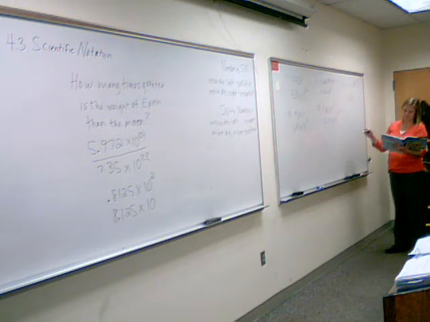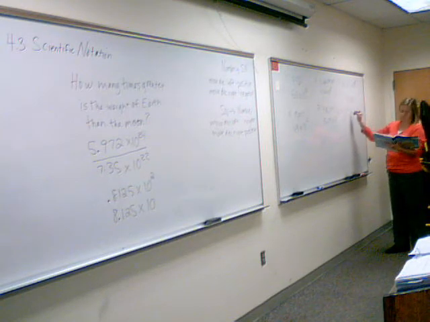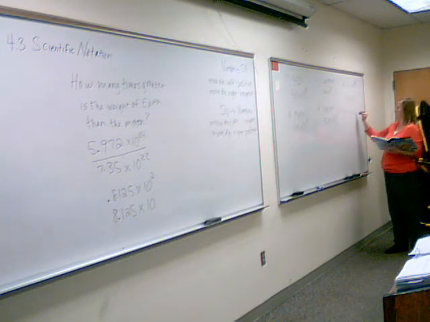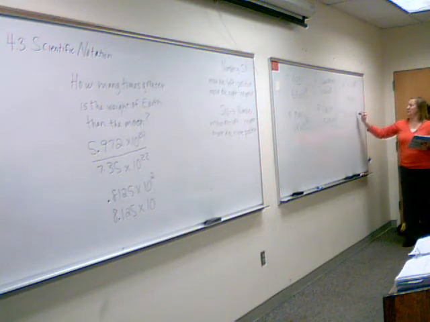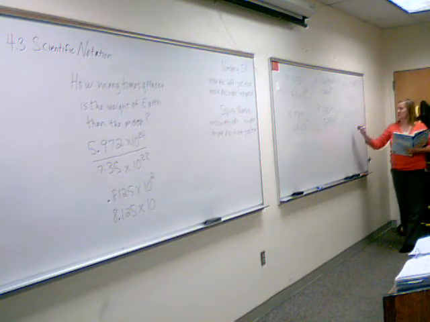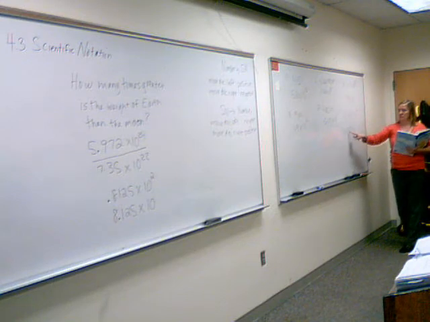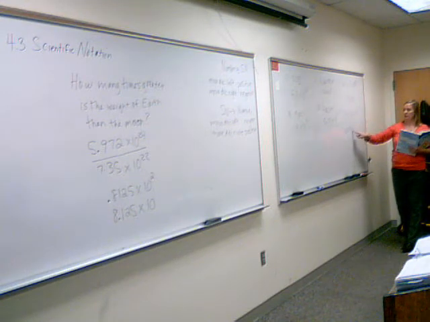33. 2.13 times 10 to the negative 5. This time, if it's a negative 5, am I making this smaller or bigger? Smaller. Which way am I moving the decimal? Left. 5 times. 1, 2, 3, 4, 5. Check myself. 1, 2, 3, 4, 5.